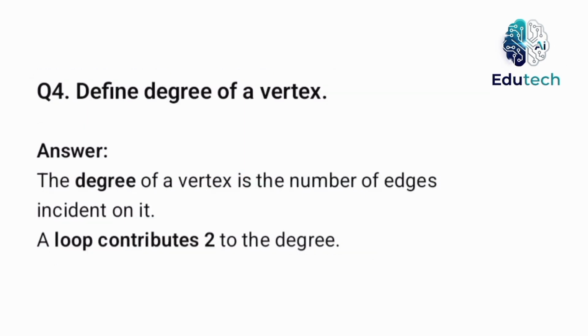Define degree of a vertex. The degree of a vertex in a graph is defined as the number of edges incident on that vertex. If a loop is present at the vertex, it contributes 2 to the degree since it connects the vertex to itself at two ends. Degree helps in analyzing the connectivity of a graph.